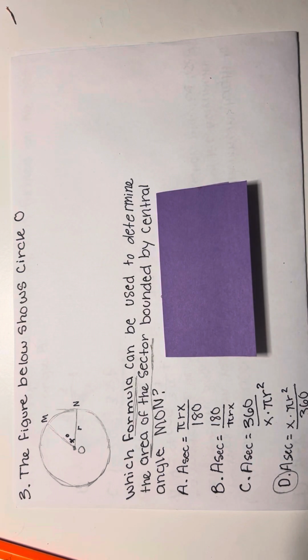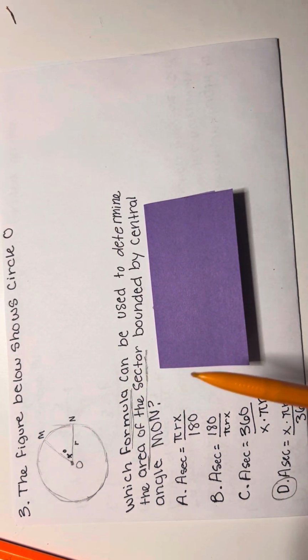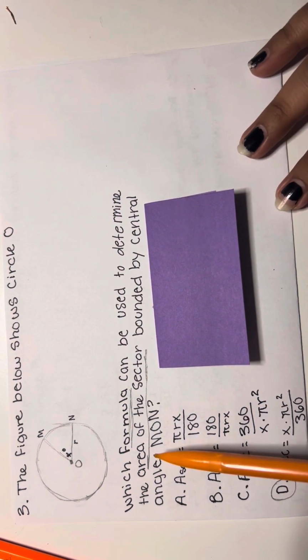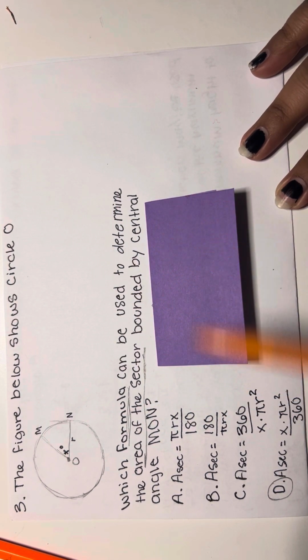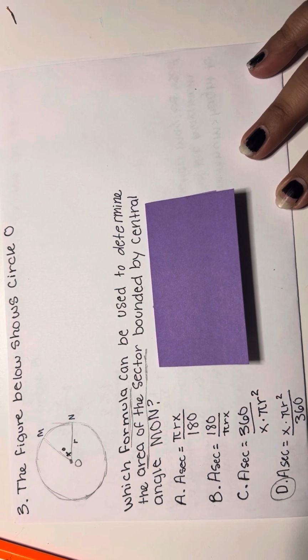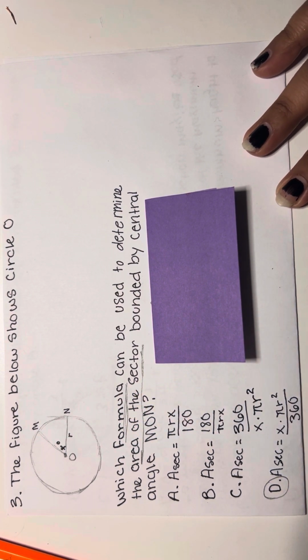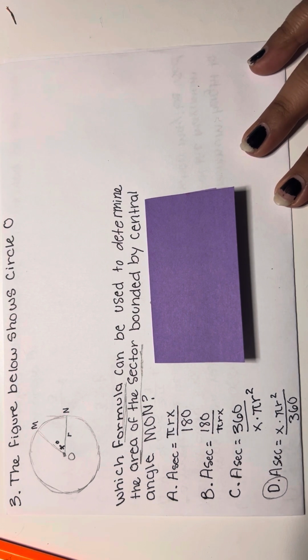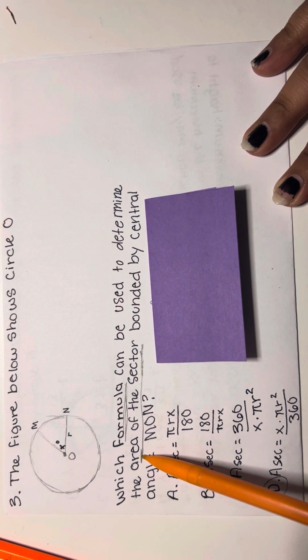Hi everyone, this is part 2. Number 3. The figure below shows circle O. Here it is. Which formula can be used to determine the area of the sector bounded by a central angle MON? So we know that we are looking for a formula, not an answer or the solution, but a formula to find the area of a sector.